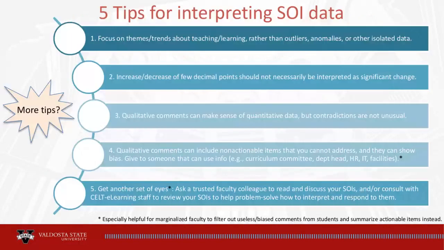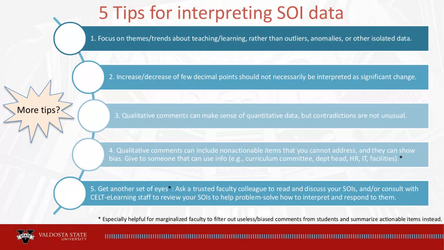So there's a big list right here for you. Again, this is from the research. I know the type got kind of small. I was trying to fit it all. And I know some of these you already do, so we won't spend a lot of time talking about them. But the first thing in all the research on how to analyze and interpret the SOI, or student evaluation data, is to really focus on the themes and the trends about teaching and learning, right?